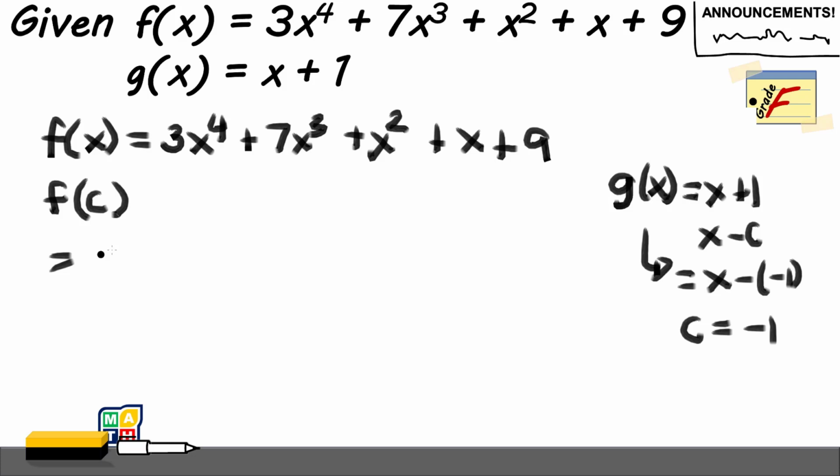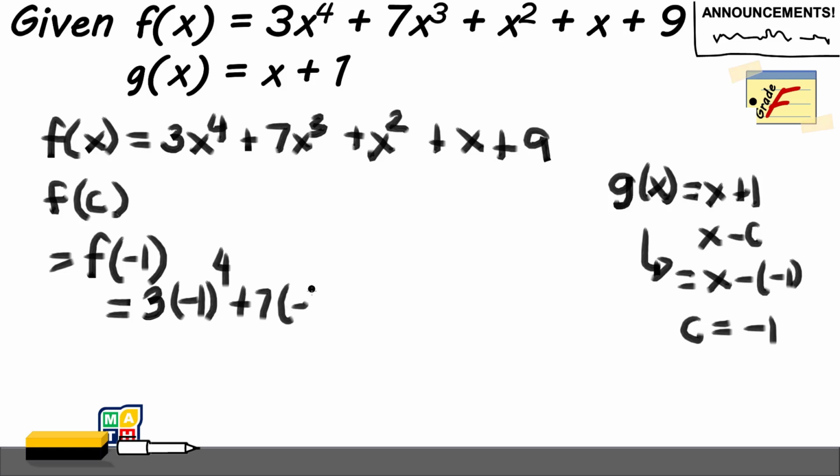Now that we have this, we are going to substitute this on our function. So f of negative 1. Then whatever be the result, that's the remainder. So let's try to come up here. You have 3. So change all variable x to negative 1. So here, 3 times negative 1 raised to the power 4 plus 7 times negative 1 cubed. Then you have plus negative 1 squared plus another negative 1 here, and you will have here plus 9.